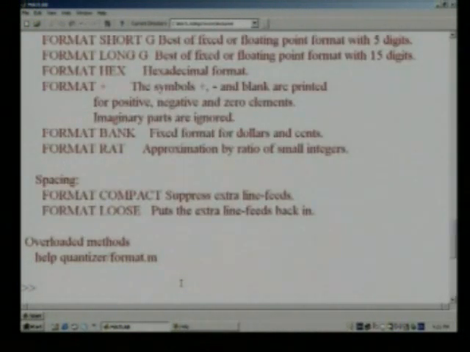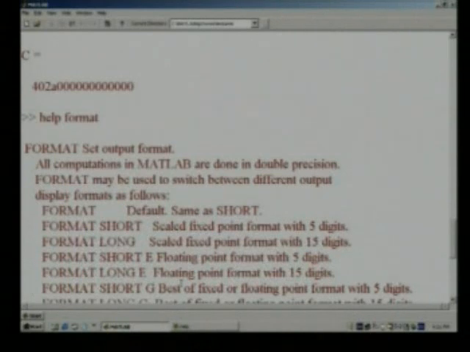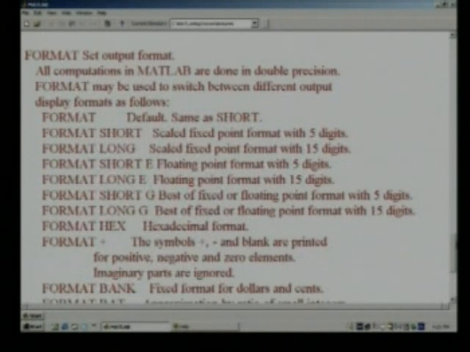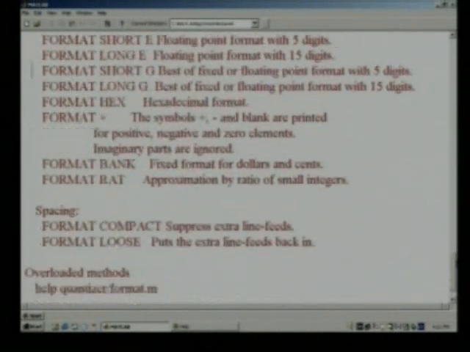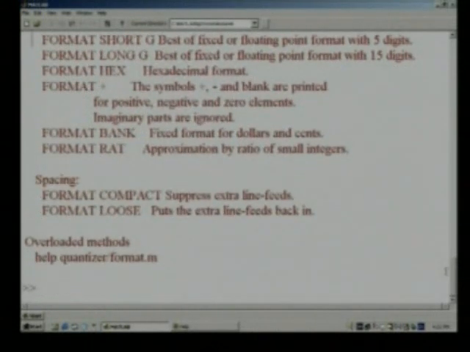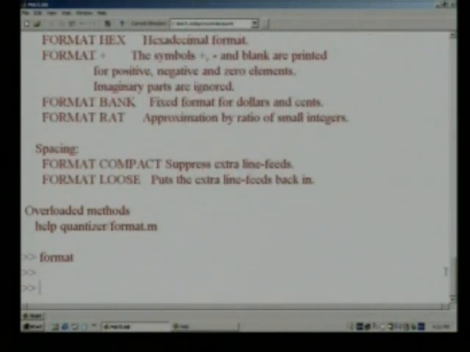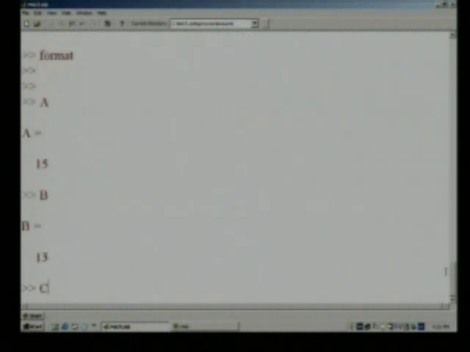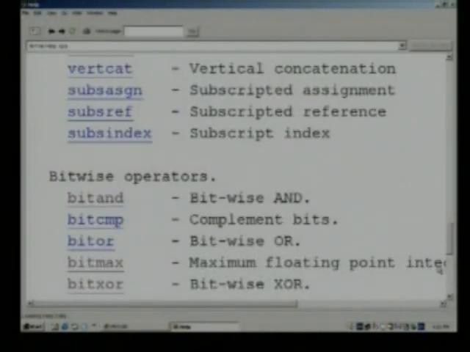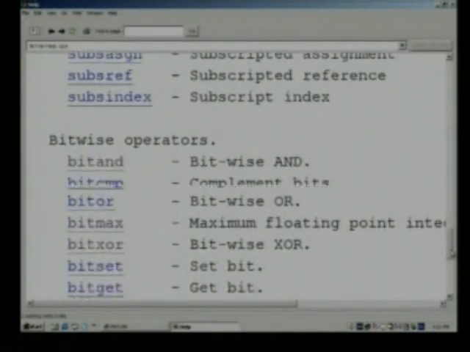You can see these are different formats where we can display the numbers. Format short, format long, format hex, format plus, format bank. So these are all different kinds of formats. So I shall again write format which will go back to my default format. Is that clear? So my a was this, b was this, and c was this. So when I made it binary, you could get it. Anyway, so these are my bitwise AND and bitwise OR operations.